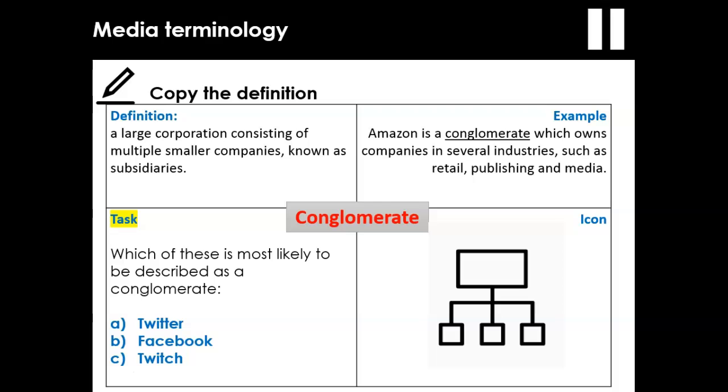Looking at the task, you're asked to say which of these is most likely to be described as a conglomerate. So maybe I'm asking you to think about your wider media knowledge a bit here. Your choices are A, Twitter, B, Facebook, or C, Twitch.